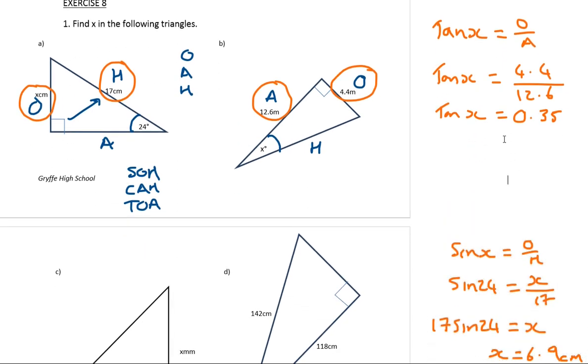Now at this point, we're thinking, right, I want to know x though. So how do I get x? How do I get rid of tan? What's the opposite of tan? We want to do shift tan on our calculator, or tan to the -1. So to get x on its own, we do the inverse of tan on both sides. So it's tan to the -1 of 0.35. So on your calculator, we press shift tan 0.35.